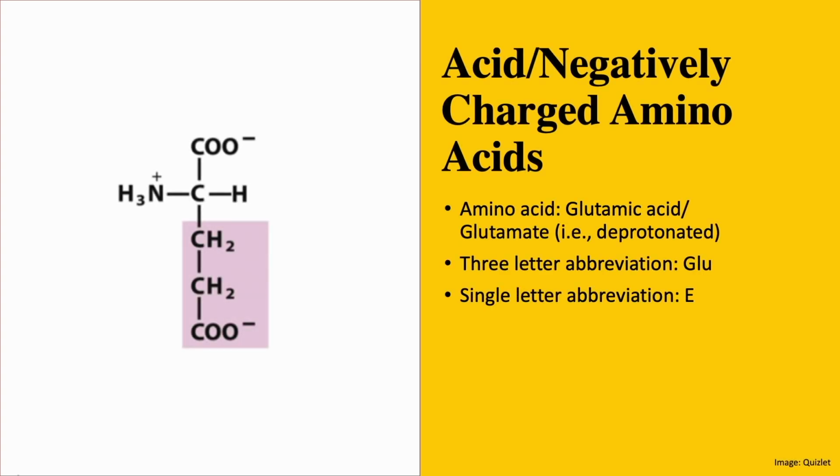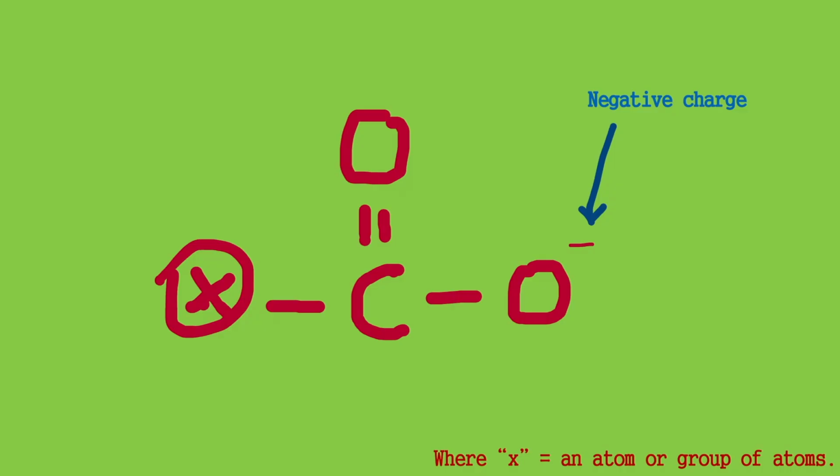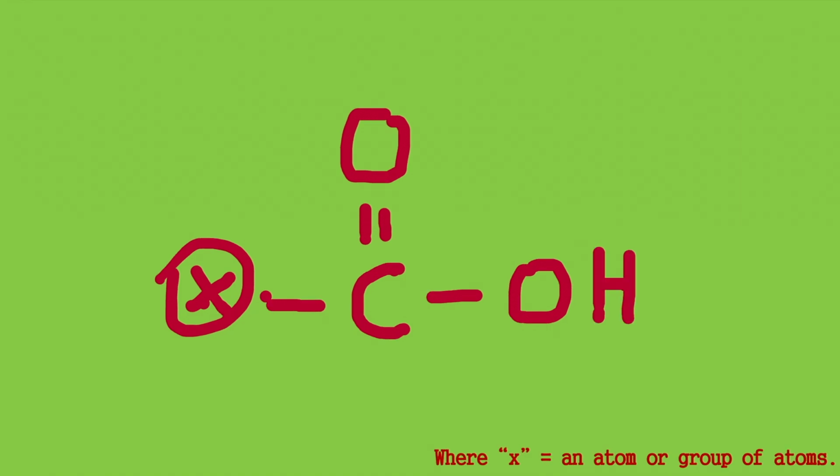In fact, the way they differ is exactly the same. The R group of aspartate contains a carbon atom attached to a carboxylate. As a refresher, a carboxylate is a carbon atom double bonded to an oxygen atom and single bonded to an oxygen that has already lost its hydrogen atom. So it's a C-double-O- group. A carboxylate is basically a deprotonated version of a carboxylic acid.